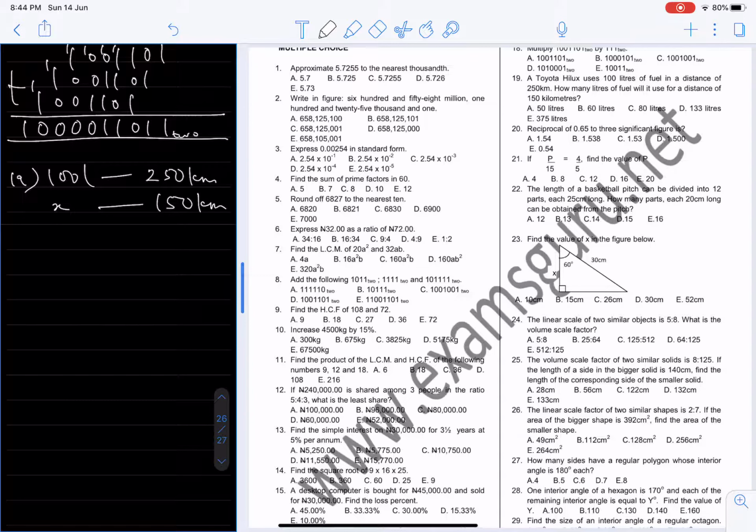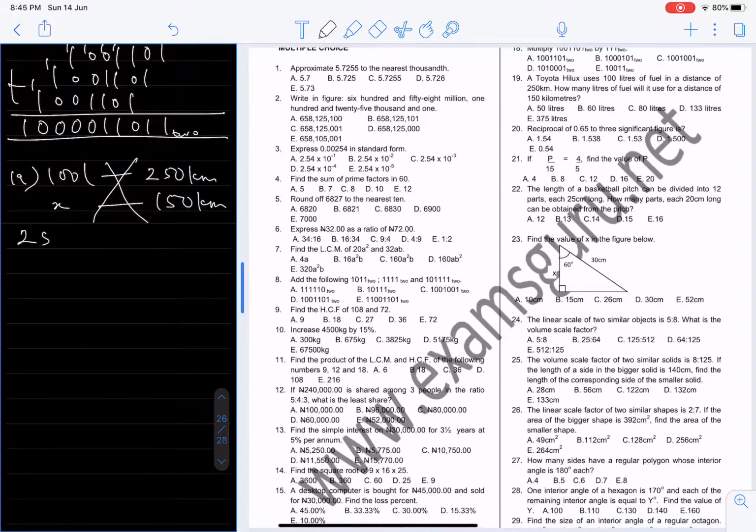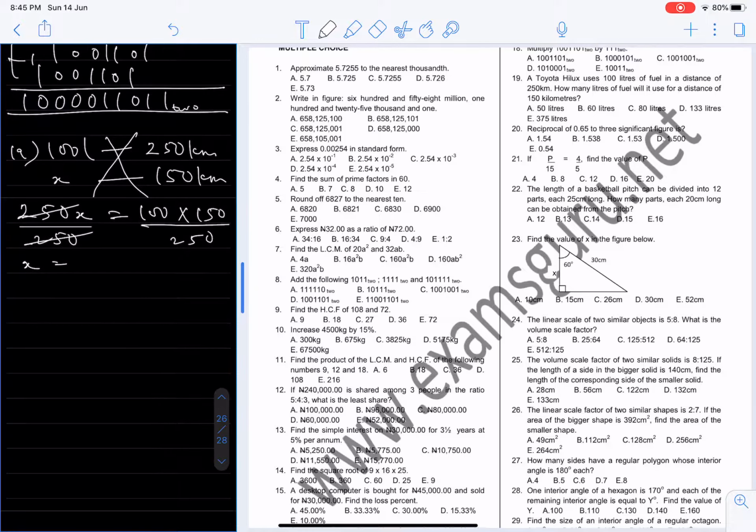That's a direct proportion. The longer the distance you travel, the more fuel you consume. That's why we're using this method. So we cross multiply that way, and that means x times 250 is 250x equals 100 times 150. So I divide both sides by 250 to solve for x. 250 cancels 250. 50 here, 3. 50 here, 5. 5 here, 1. 5 in 100 is 20.